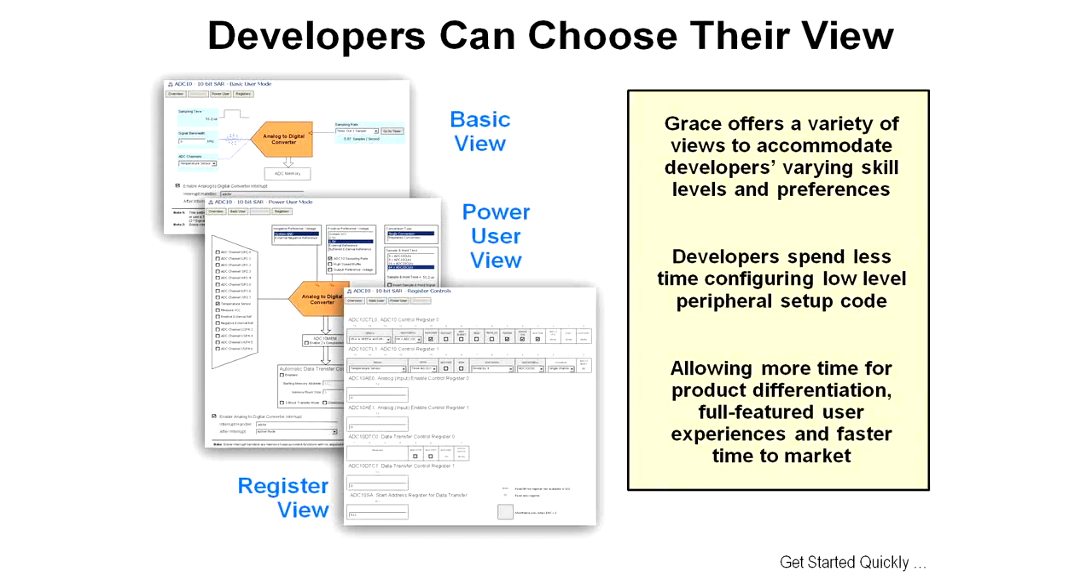In the power user view, we get additional settings that we can make. All the ones that we made in the basic view, plus some others. In the register view, we can get all the way down to the bit fields that make those selections. If you make a selection in the register view, you can go back to the power user view, and those selections will be mirrored there. If you make selections in the basic view and go down to the register view, you'll see that those selections have been made.